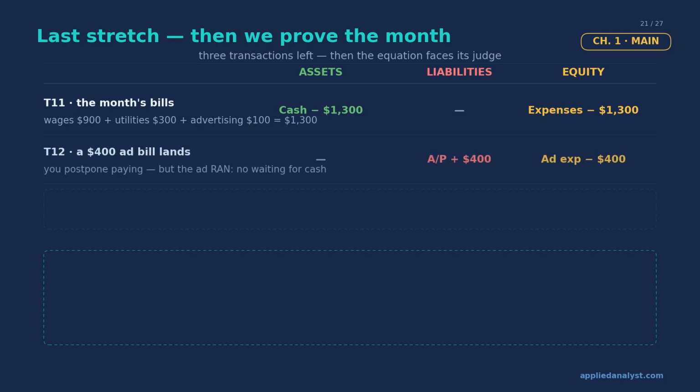Transaction 12, and I've graded this mistake 100 times. A $400 ad bill arrives, and you postpone paying it. The ad already ran. The expense already happened. Recognition doesn't wait for cash. Advertising expense up $400, accounts payable up $400.